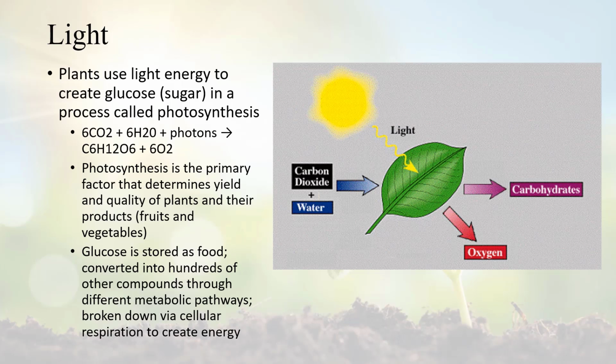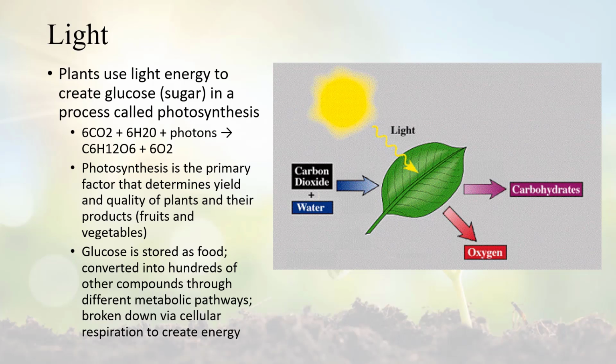And this is really important because ultimately, photosynthesis is the primary factor that determines the yield and quality of plants and their products, right? And it's photosynthesis that is going to influence plant growth and plant development. And it's because this glucose is so important, right? Glucose is stored as food. It is broken down into energy.